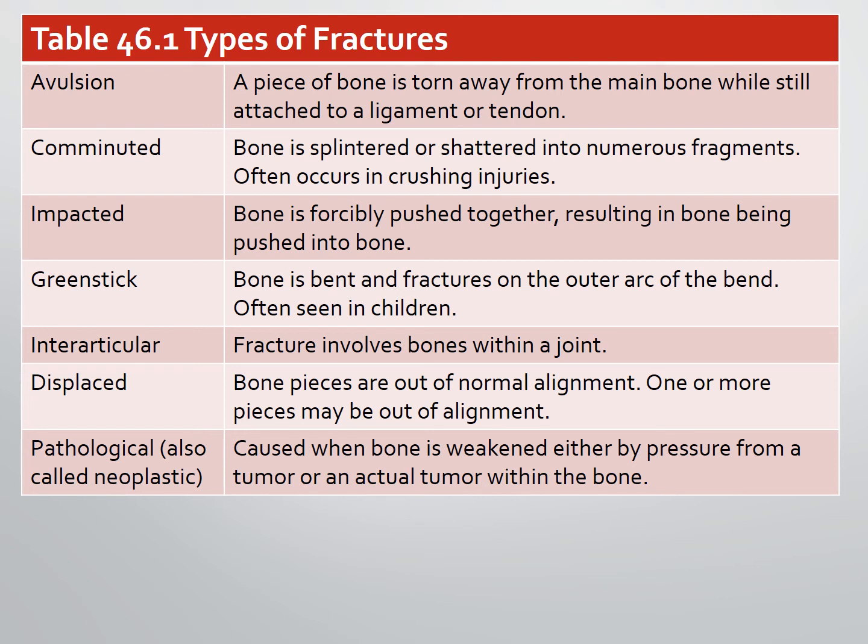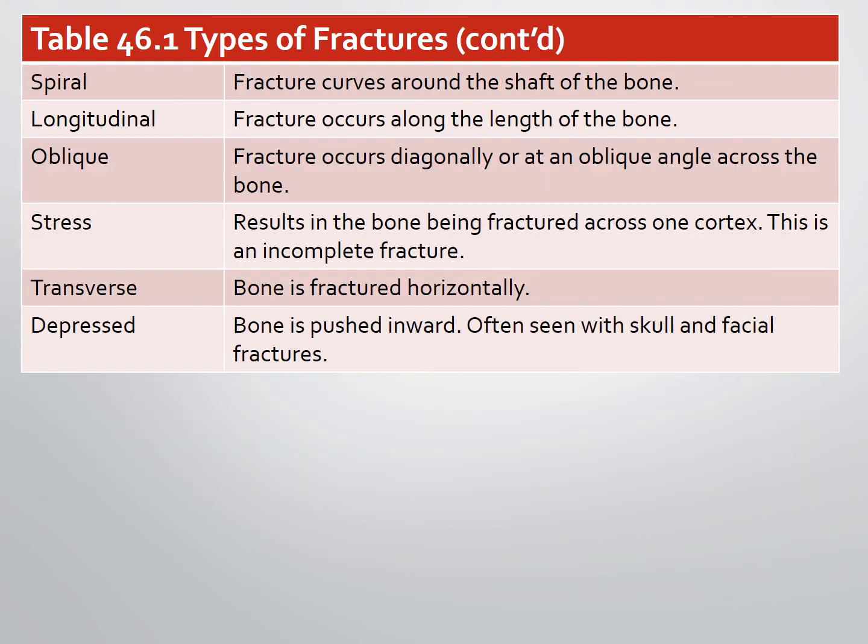Or there's an actual tumor within that bone. So it just becomes a lot of pressure, pushes on the bone, and can splinter it and break it. It can really get that severe. Spiral fracture, just think of spiral, it curves around the shaft of that bone. Longitudinal fracture occurs along the length of the bone, so think long, the length. Oblique occurs diagonally or at an oblique angle across the bone.